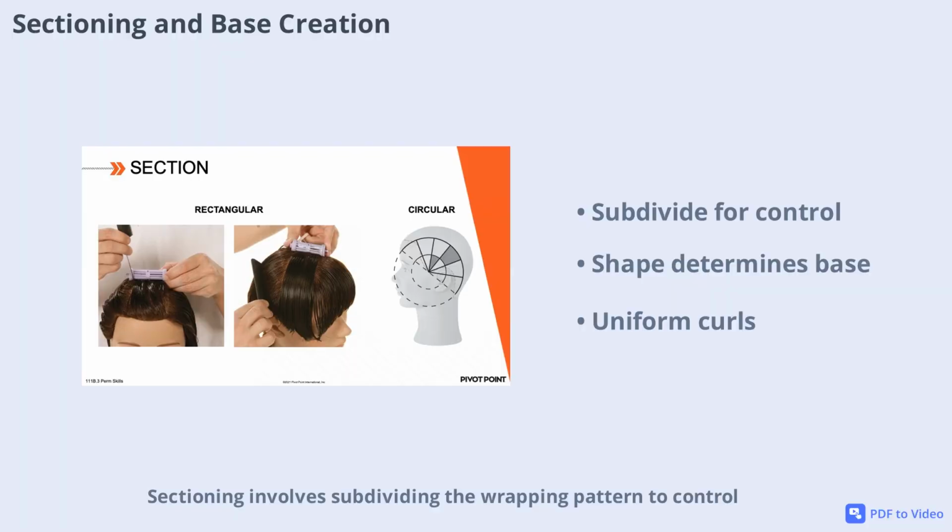Sectioning involves subdividing the wrapping pattern to control the hair and fit perm tools into the design. The shape of each base is determined by the section's shape, and these bases are the areas between two partings. Proper sectioning is essential for achieving uniform curls and a polished result.